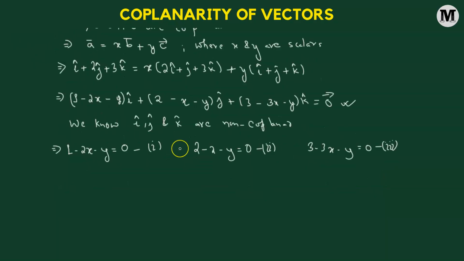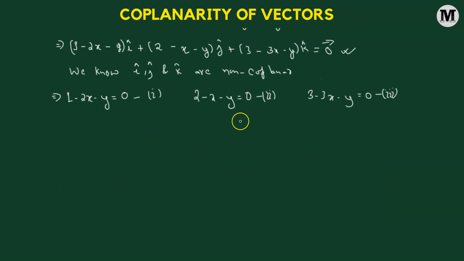Now, what we'll do, we'll take any two equations at a time and we'll solve for the values of x and y. So let's take equation number 1 and 2. Let's try to rewrite the equation. So 1 minus 2x minus y equals 0 can also be expressed as 2x plus y equals 1. This is equation number 1. And then we have equation number 2, that's x plus y equals 2.